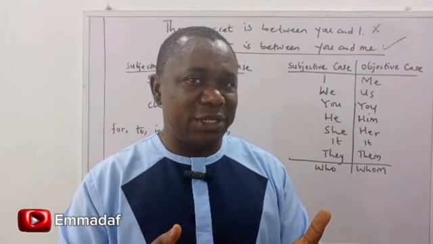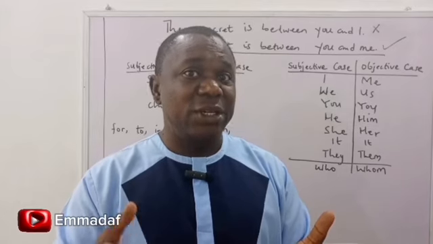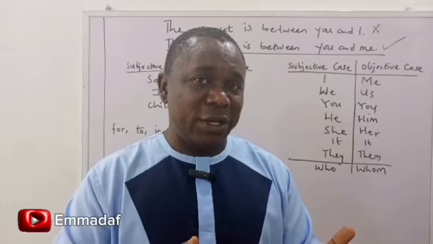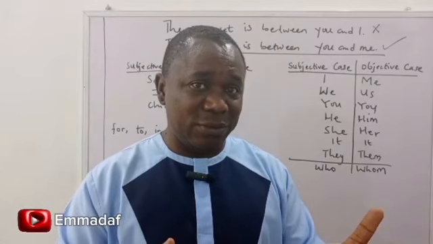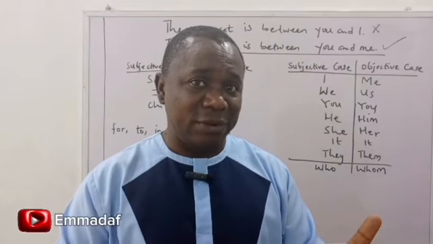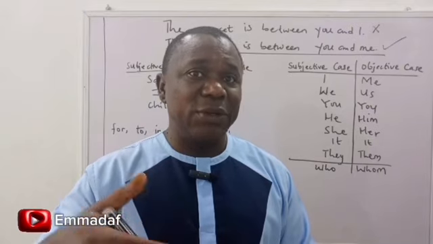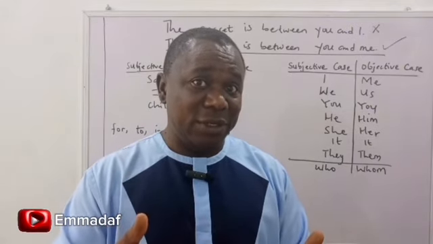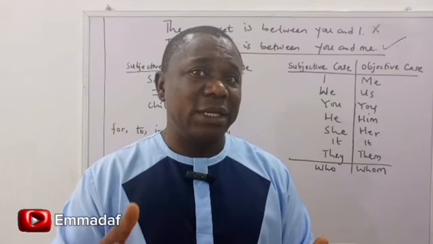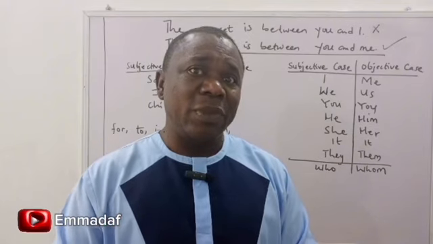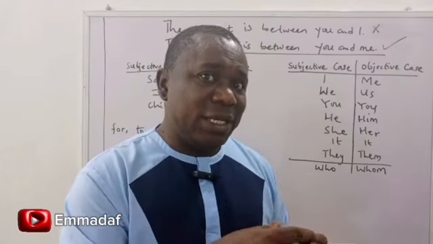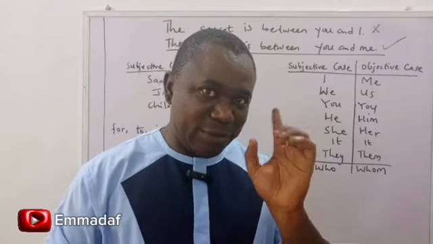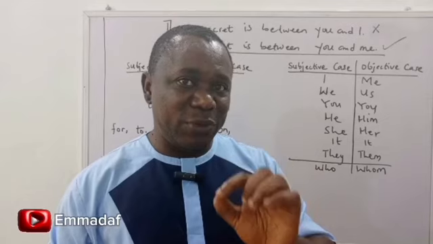Now, there are three cases in English: the subjective case, the objective case, and the possessive case. So we have the subjective case of the noun, the objective case of the noun, and the possessive case of the noun. Then we have the subjective case of the pronoun, the objective case of the pronoun, and the possessive case of the pronoun. Now, what we are looking at today is just an aspect of the objective case of pronouns.